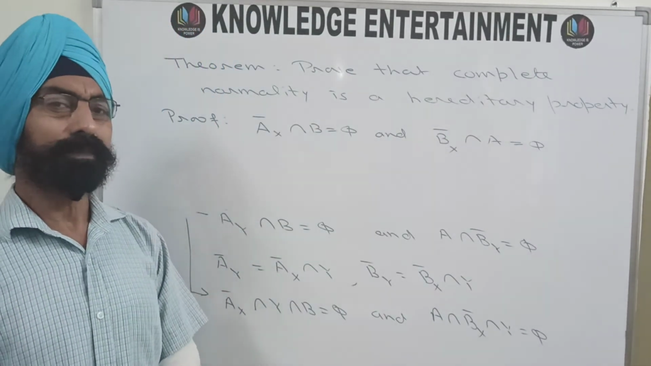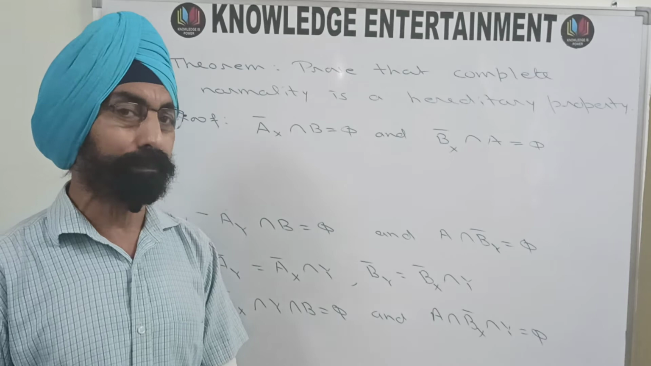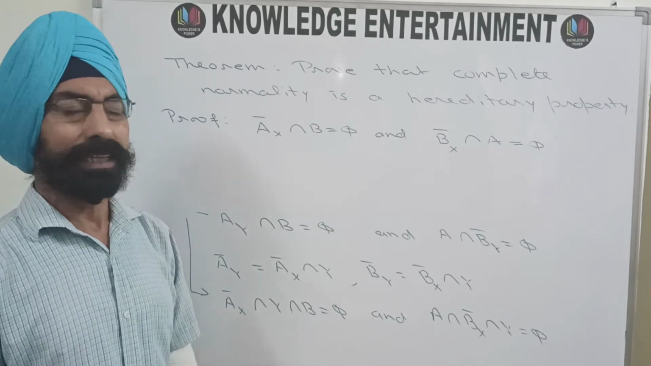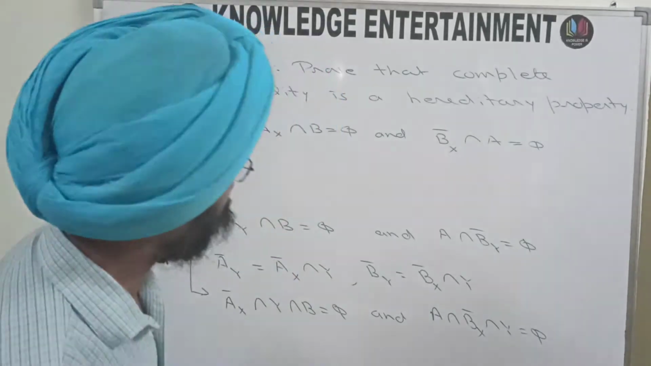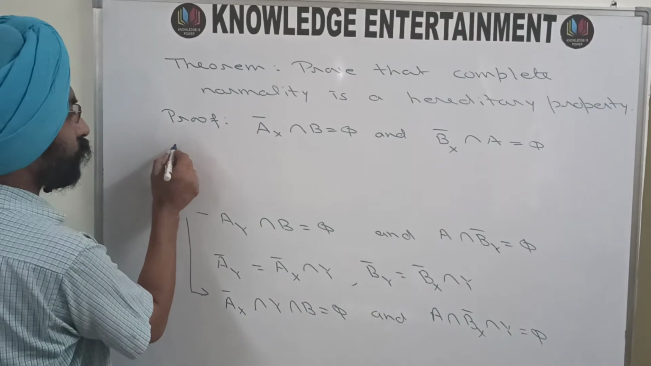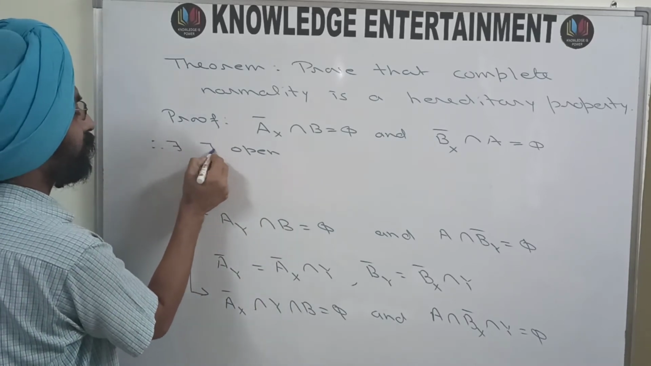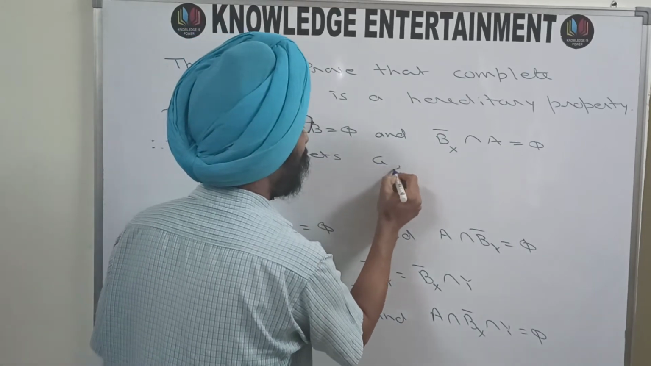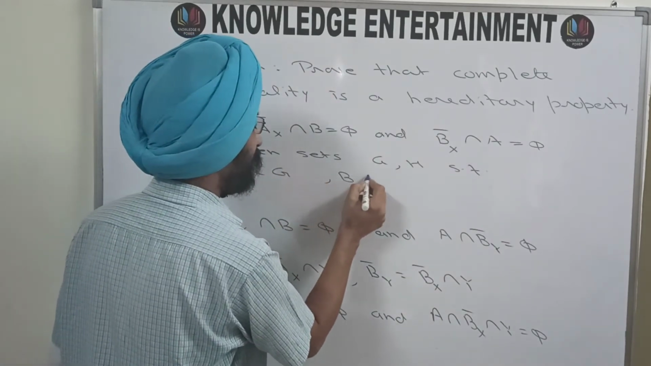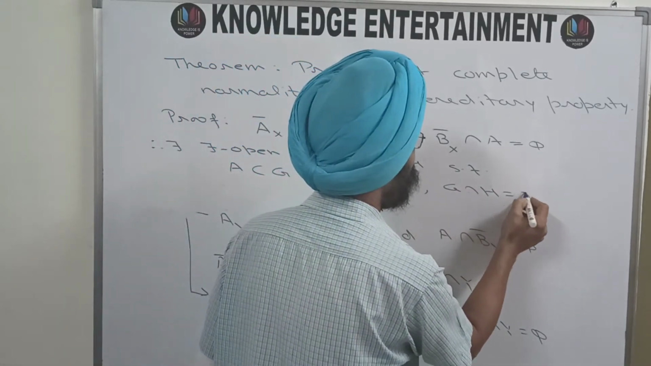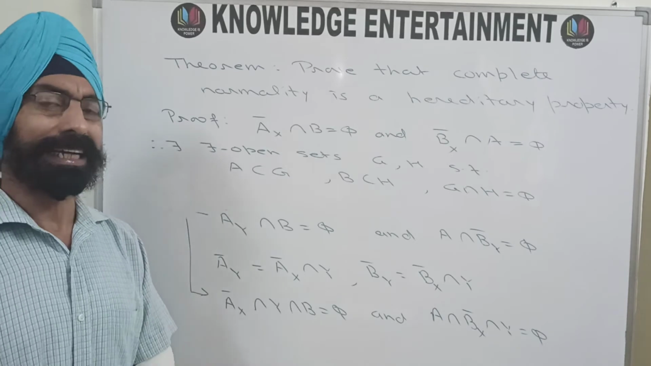That means A and B are separated sets in (X, tau), but (X, tau) is given to be completely normal. In a completely normal space, if you have two sets A and B which are separated, then you must have open sets G and H. So therefore there exist tau open sets G, H such that A is contained in G, B is contained in H, and G intersection H is phi. This is because A and B are now separated sets in a completely normal space (X, tau).